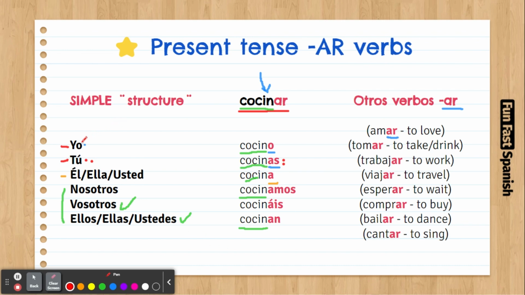I'm gonna do this one myself. Yo no bailo tango. The no always goes right after the personal pronoun. Yo no bailo tango. That will be it.